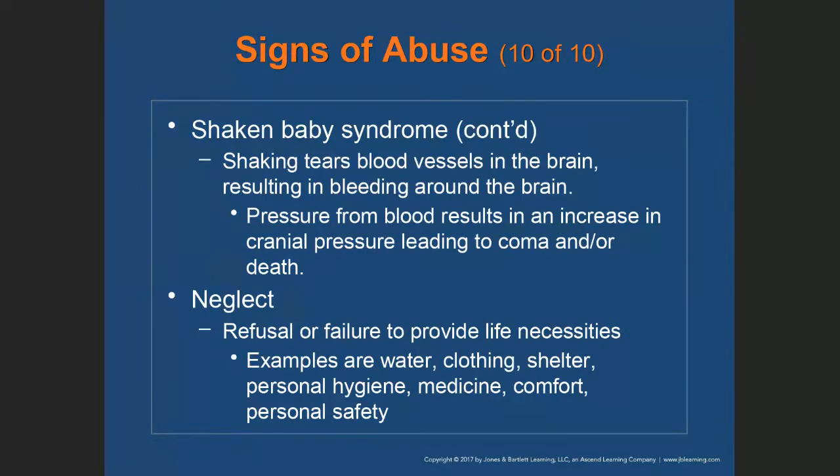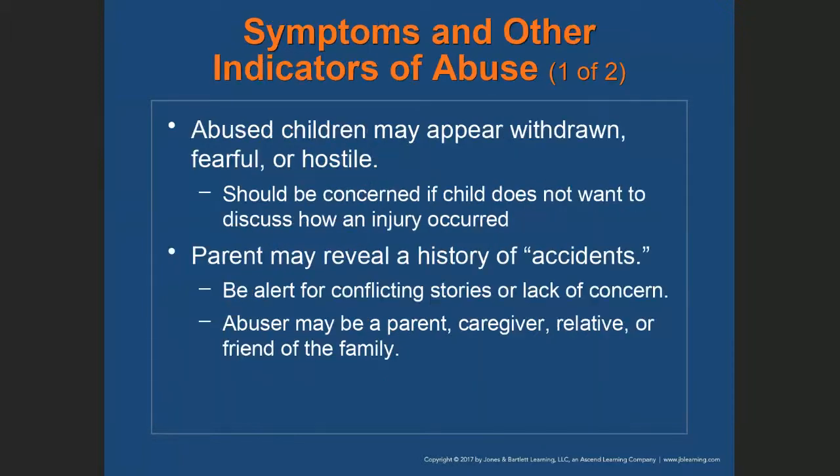Shaken baby syndrome continued. Shaking tears blood vessels in the brain, resulting in bleeding around the brain, which is never a good thing. Pressure from blood results in an increase in intracranial pressure, leading to coma or death. Neglect: refusal or failure to provide life necessities. Examples are water, clothing, shelter, personal hygiene, medicine, comfort, personal safety.